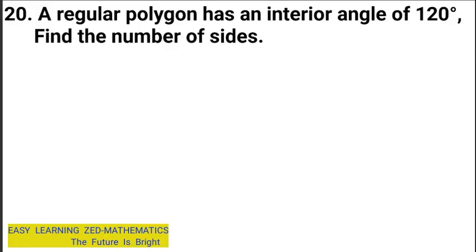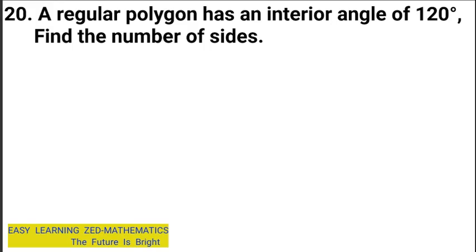That means all the interior angles are equal to 120. We are asked to find the number of sides of this polygon. For us to find the number of sides, first we need to find the exterior angle of this polygon. Remember, this is a regular polygon. That means if we find one exterior angle, we have found all the exterior angles.